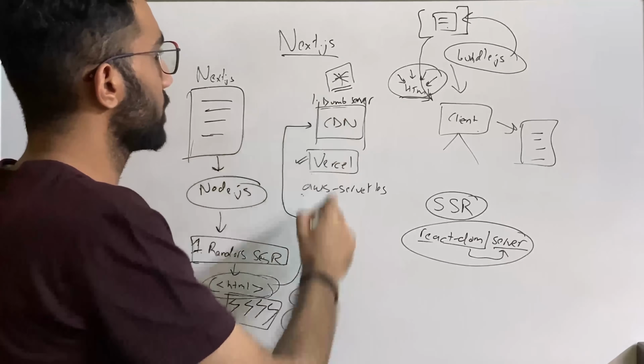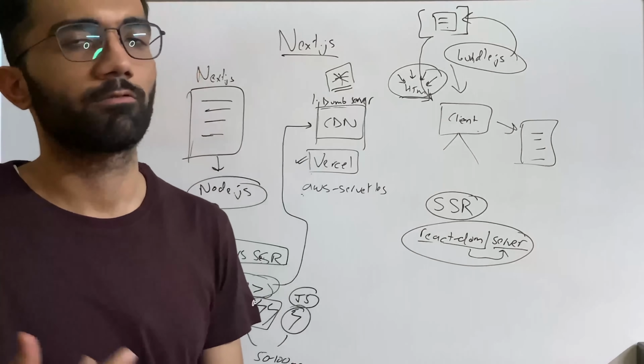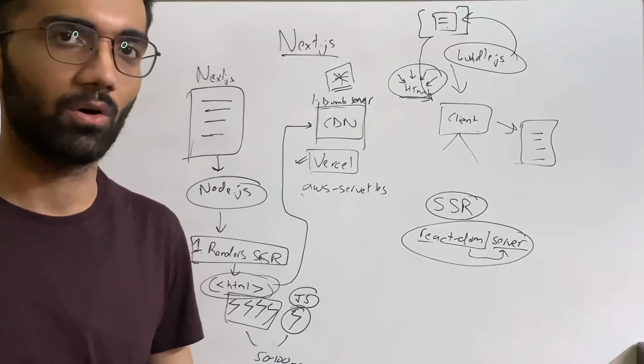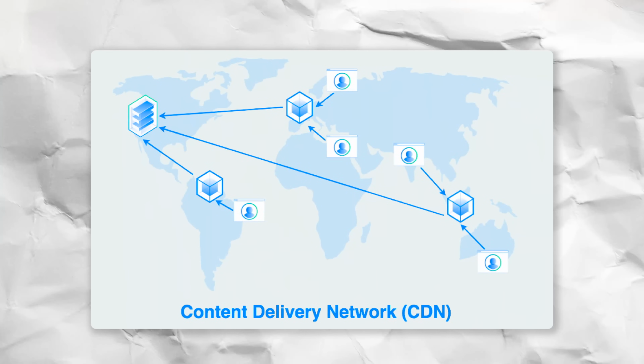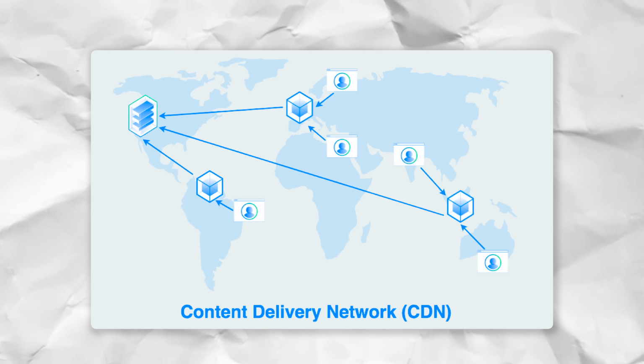So this is a dumb server. It is just meant to serve files to the user. That is it. That's all it does. And the second thing a CDN does is that it is pretty much spread across the world.